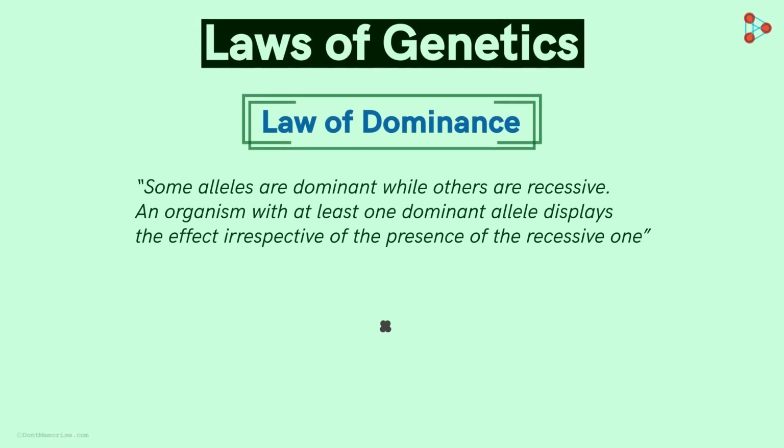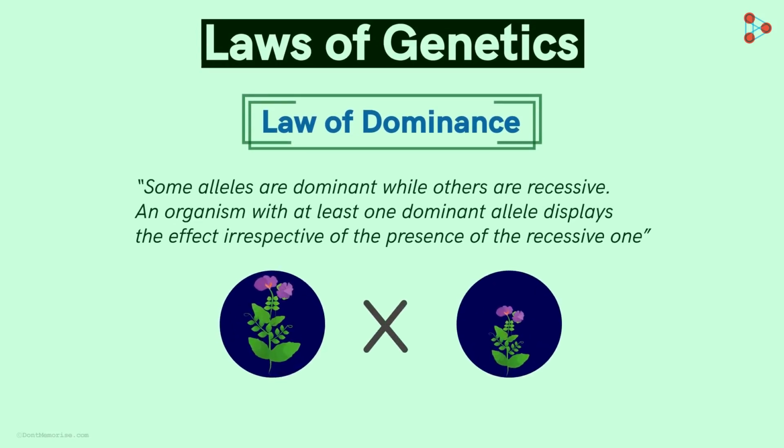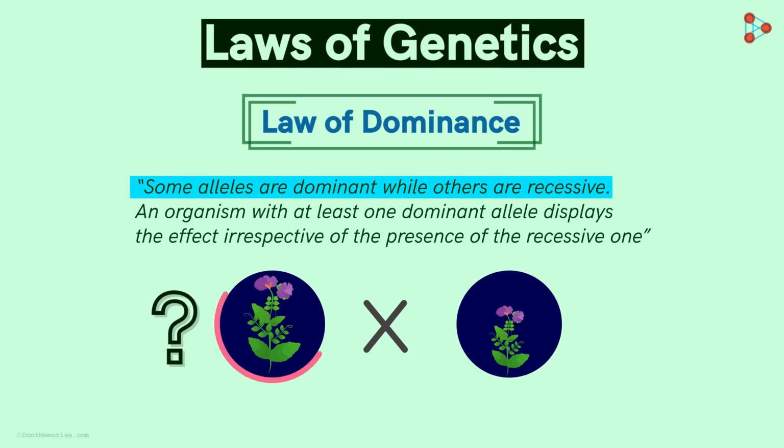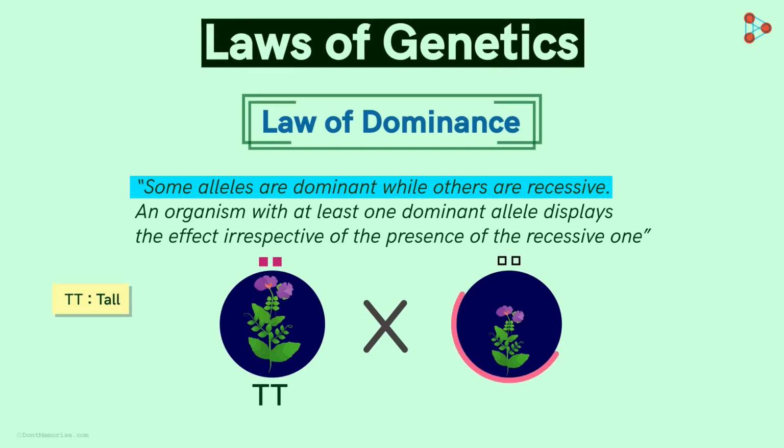Let's consider a cross of a tall and a dwarf plant. The first part of the law says that some alleles are dominant while others are recessive. Here, can you tell me why is this plant tall? That's because it has both the dominant alleles. We represent it with the capital letters TT. Similarly, this is a dwarf plant as it has both the recessive alleles denoted by tt in the lowercase.